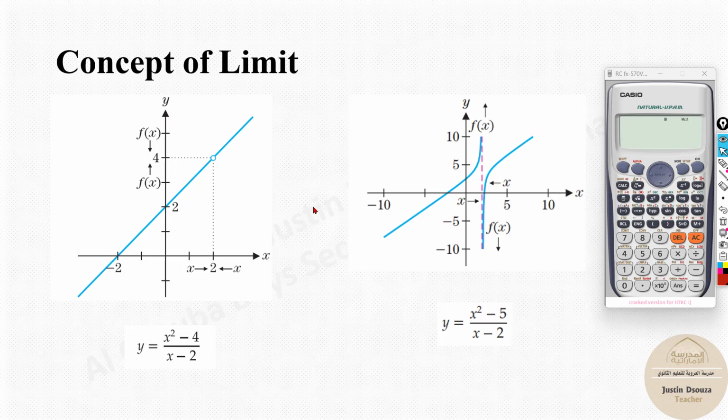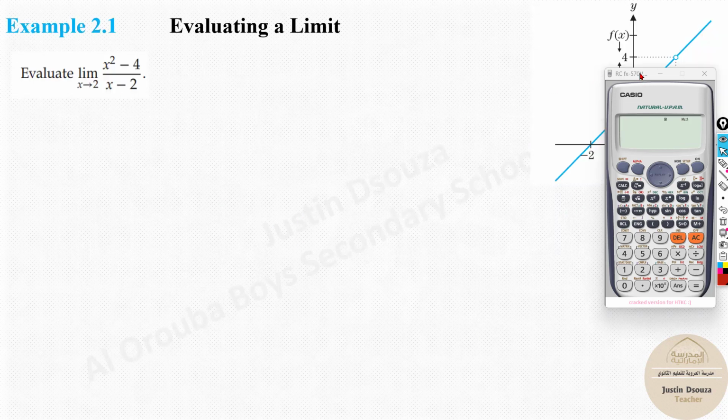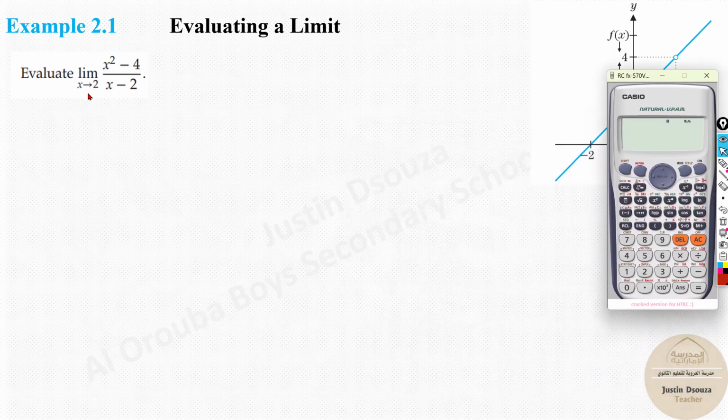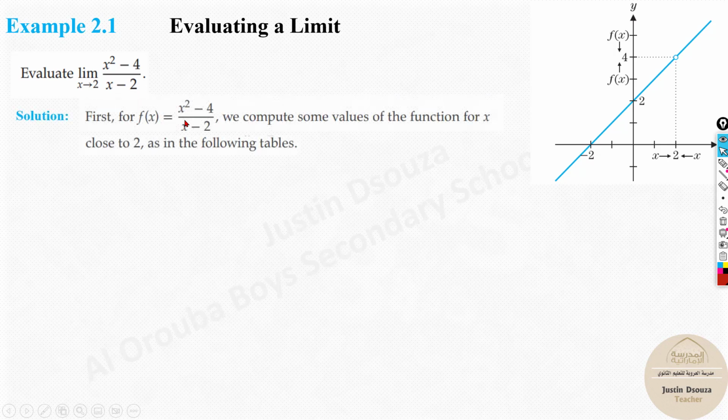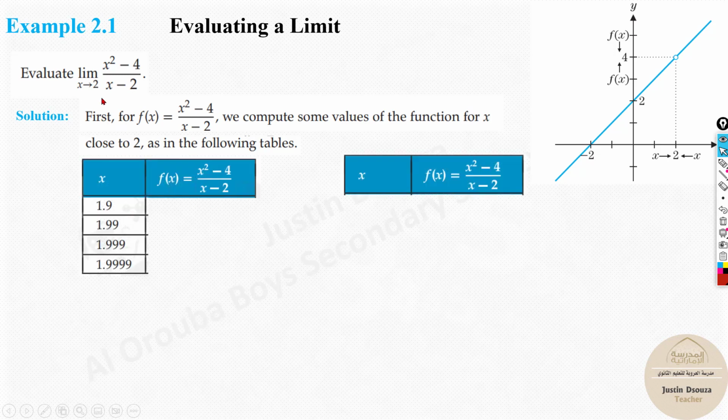So now let's look into the problems. You will understand better. Now, this particular one: limit of x square minus 4 divided by x minus 2. We tried this just now in the calculator. We'll get undefined at x is equal to 2. But what we do is compute some values of the function for x close to 2. Okay, so very close to 2. We have tried this in the last lesson.